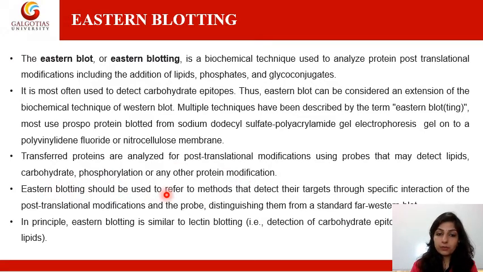Eastern blotting should be used to refer to methods that detect their target through specific interactions of the post-translational modifications and the probe, distinguishing them from a standard Western blot. In principle, Eastern blotting is similar to lectin blotting. So basically, if we talk about its principle, it is similar to that of lectin blotting.